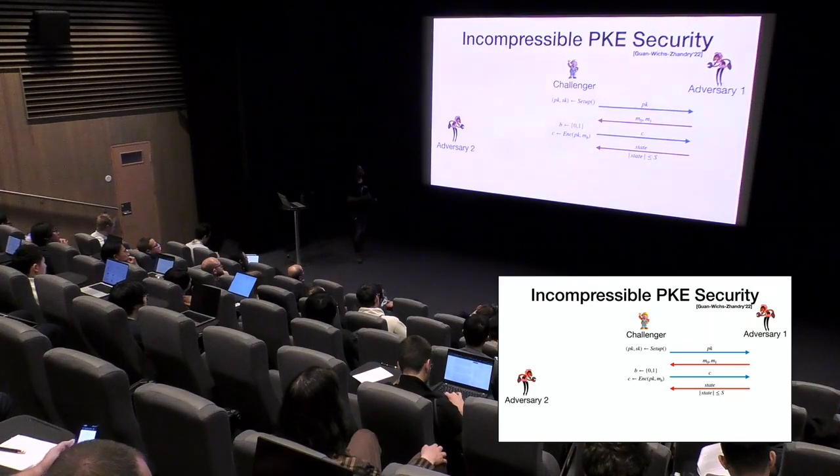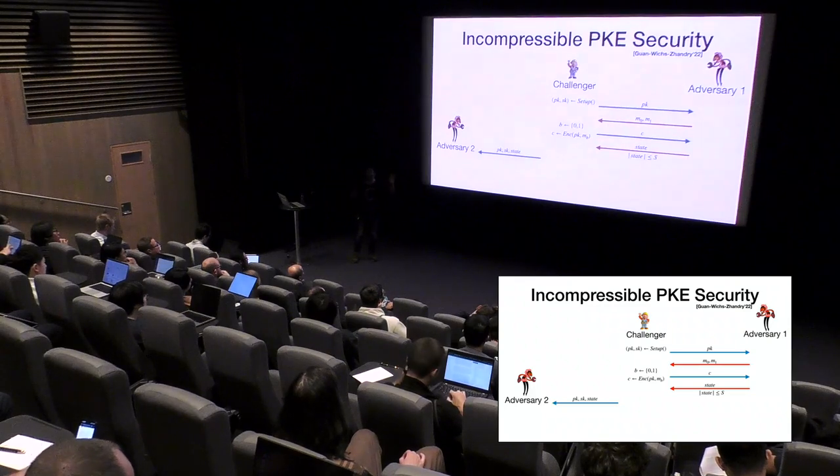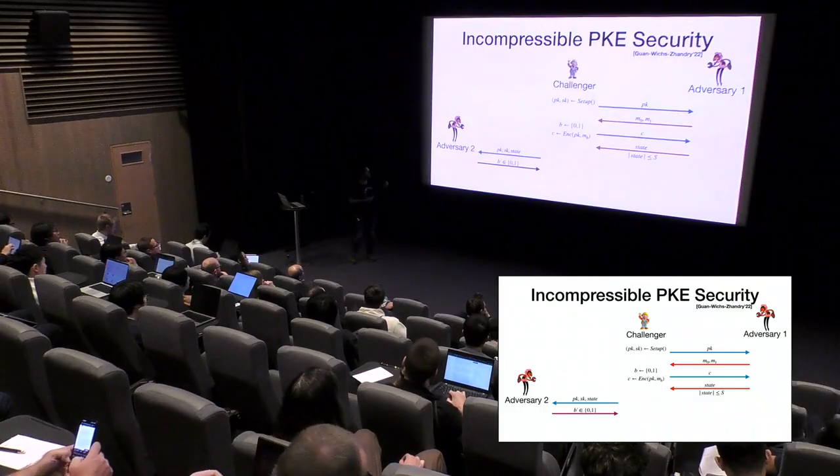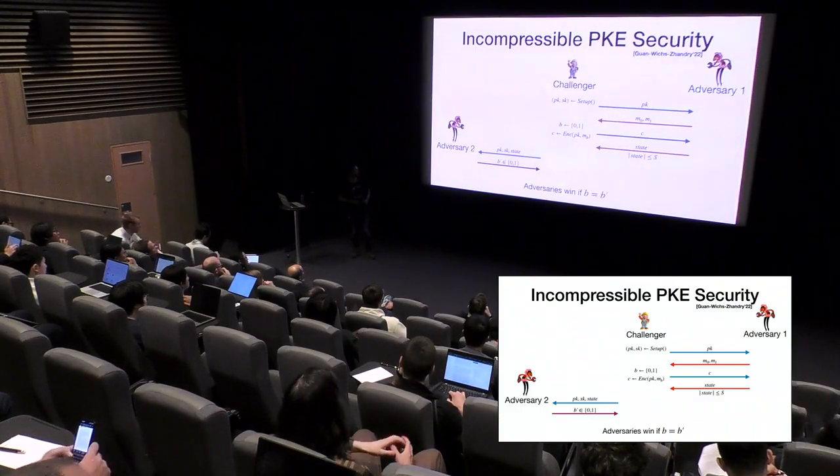Clear? In the second phase, this second adversary is given the public key, the entire secret key, and the state. So again, what is the state? It's the compressed version of the ciphertext. And now it needs to decide whether the ciphertext in the first stage was an encryption of M0 or M1. Make sense?